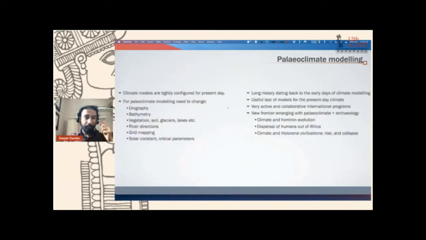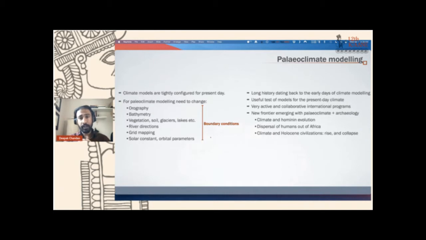In general, climate models are very tightly configured for present day, and you need to make a lot of changes, not just the orography, which I showed in the previous figure, but also bathymetry, vegetation, soils, lakes, glaciers, river directions, and basically soil parameters. Together, these things are called boundary preconditions, and some of these are easier to do and some are not easy to do. So many modeling groups across the world do not necessarily make all the changes, because in some models you cannot even change these things very easily. In our model, we can, and that's what we try to do, to reconstruct the results as faithfully as we can for the past.